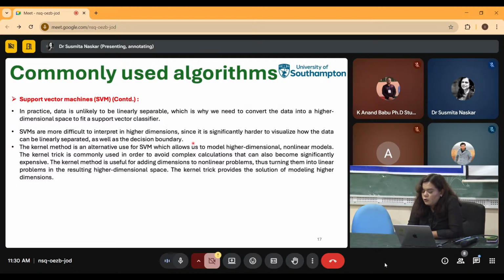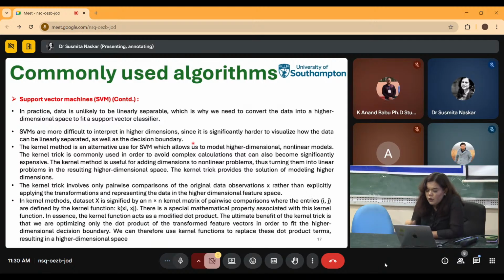And they can also turn nonlinear problems into linear problems as well, and that is the way the transform space works. And how does it actually work out? So if you look into this kernel trick, instead of transforming each data point, what the kernel trick does is compute only pairwise comparisons between the data observations, right? And that we do by using the kernel function, which is defined as k, a function of xi and xj, and this is called a kernel function.